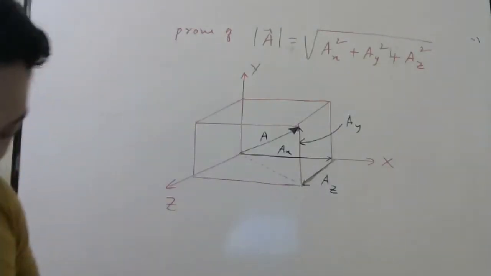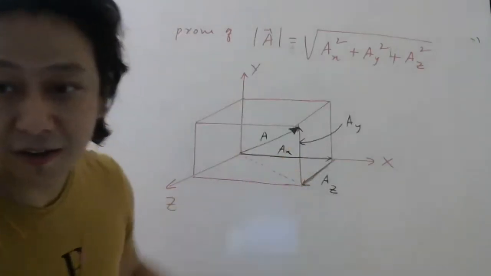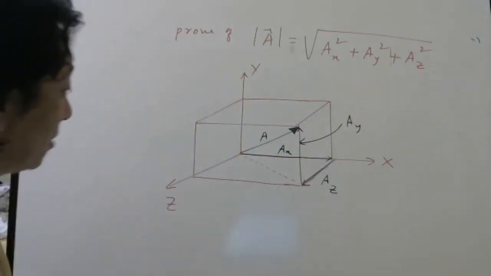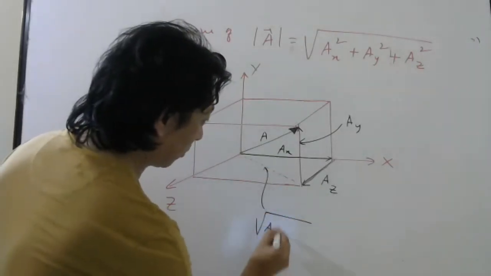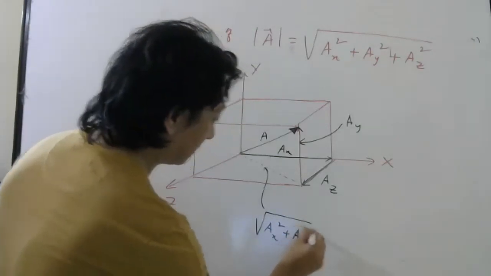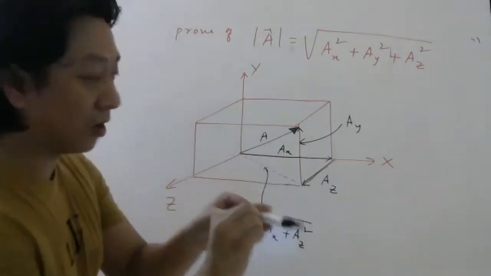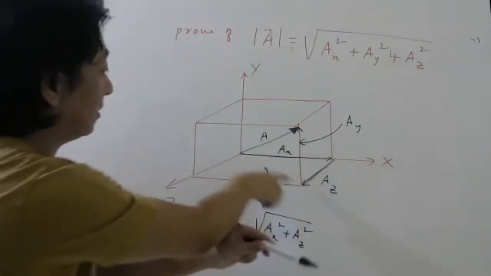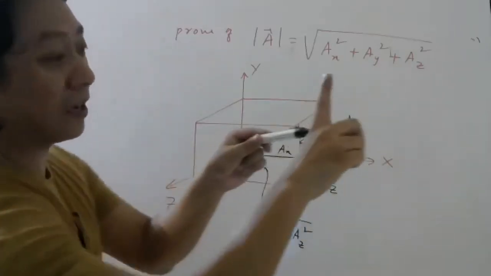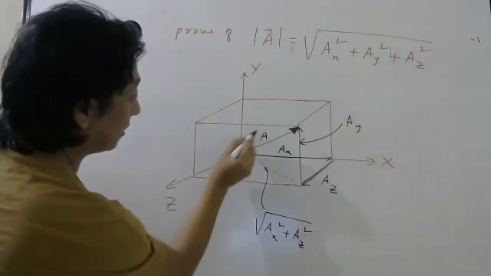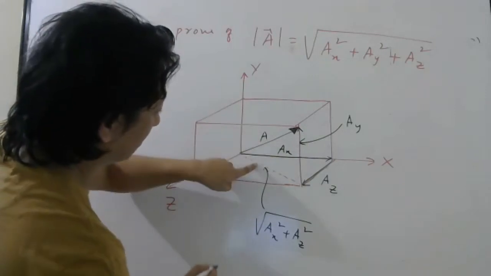Agree or not? This will be the hypotenuse of these two. Yes. So what will be this length? This length will be root over AX square plus AZ square. Right? Now see, this line is on XZ plane. This line is AY here. So this vector A is the hypotenuse of this and this.